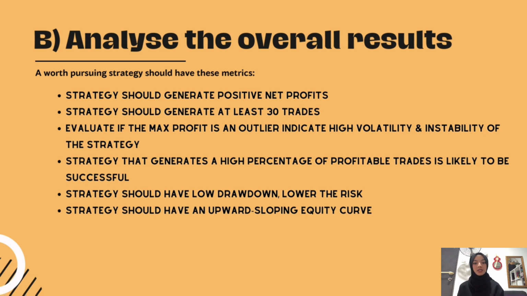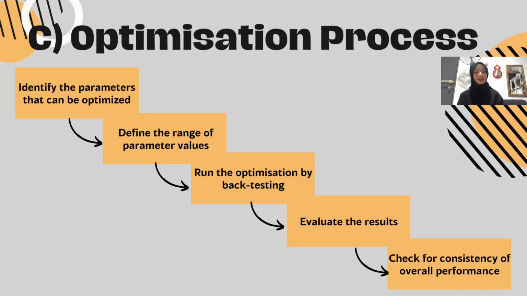Evaluate if the max profit is an outlier, which indicates high volatility and instability of the strategy. A strategy that generates a high percentage of profitable trades is likely to be successful. Other than that, a strategy should have low drawdown, which lowers the risk, and it should have an upward sloping equity curve.